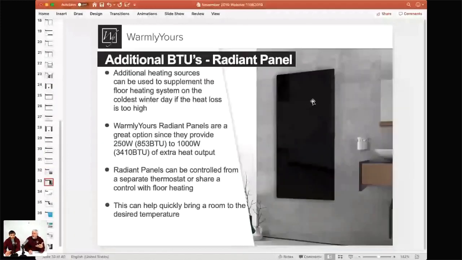So there are going to be some times during the year where there are not enough BTUs available to heat that space. On those particularly cold days, and some years it may only be 1 day or 2 days, the space is not going to be able to be heated. That's where these things come in.